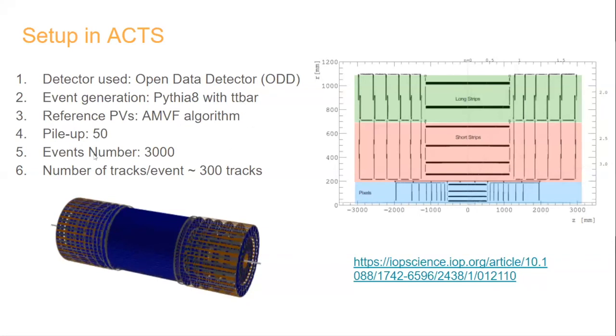t-tbar. And as reference primary vertices, we are generating them through the AMVF algorithm. We have 3,000 events and a pileup of 50, so expect about 300 tracks per event.